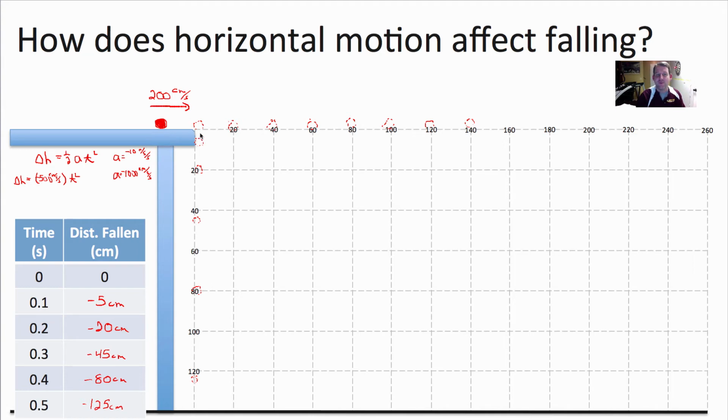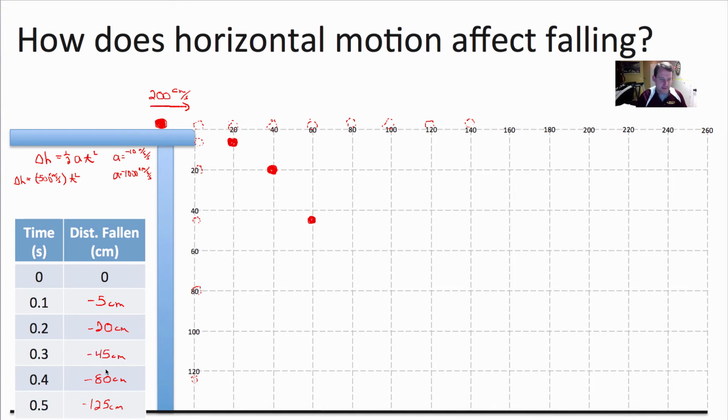Now to find out where it actually is, we just add these two vectors together. Here's a distance vector, here's a distance vector. Their sum is the diagonal. It's the one that's straight across from here and straight down from here. And this is where the ball actually is: over 20 centimeters, down 5 centimeters. At 0.2 seconds, we are over 40 centimeters and we've fallen 20 centimeters. At the next one, at 0.3, we've gone over 60 centimeters in 0.3 seconds and we've fallen down 45. So we're here.